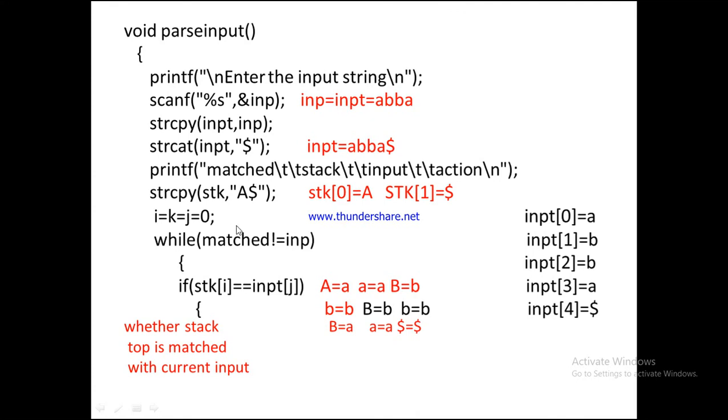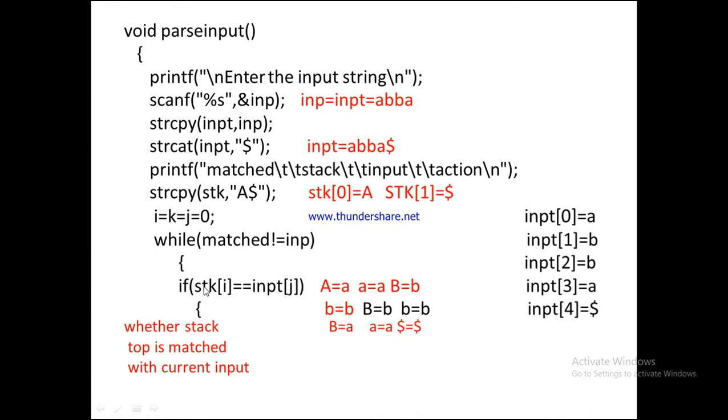Then some initialization, I, J, K we are considering as 0. Now while matched is not equal to the input. So what is the matched you are having? Nothing. So initially it will be null. What is my INP? INP is nothing but ABBA. So initially matched is nothing, and INP is equal to ABBA. So not equal, yes, then I'll come here.